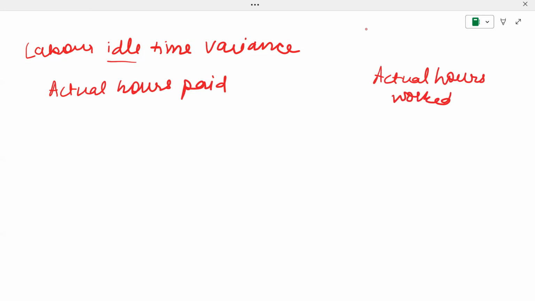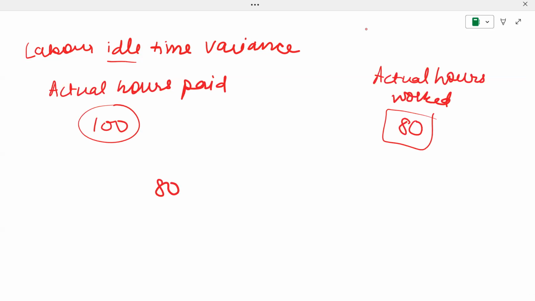So let's suppose I have paid the labor for 100 hours, but they have only worked for 80 hours. If I try to find out using the time records and everything, I see that they have only worked for 80 hours. That means 20 hours they were sitting idle. So the difference between these two, again, is going to be an adverse variance because we have paid for more and the work done is less.